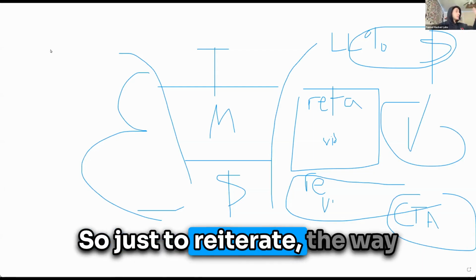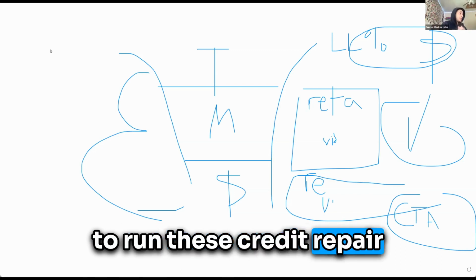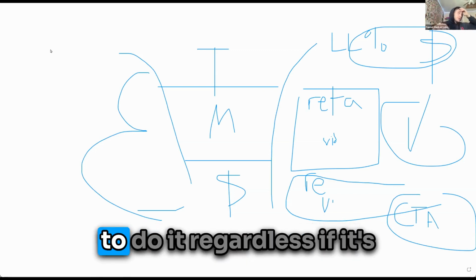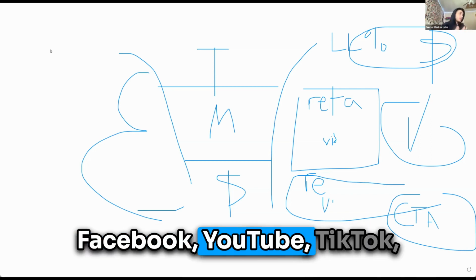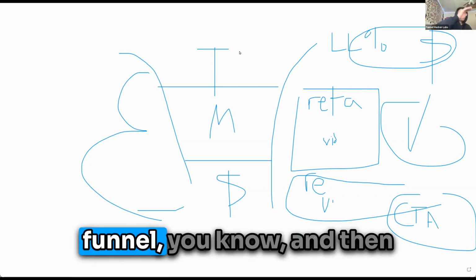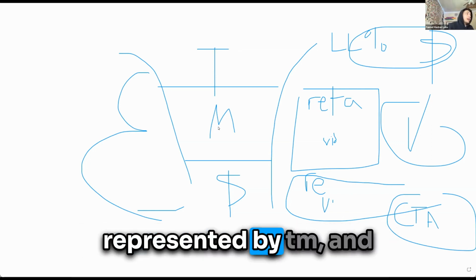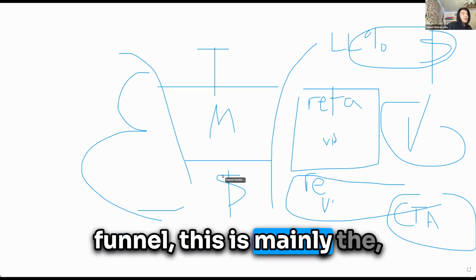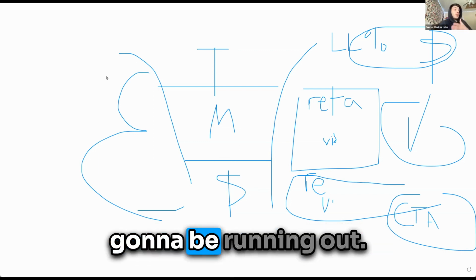Okay, cool. So just to reiterate, the best way I've found to run these credit repair ads, the algorithm, the system to do it, regardless of whether it's Facebook, YouTube, TikTok, whatever it is, is you need to have top of the funnel, middle of the funnel, and then the closing over here, represented by a T, M, and the dollar sign. These are not just the funnel. This is mainly the actual ads that you can be running.